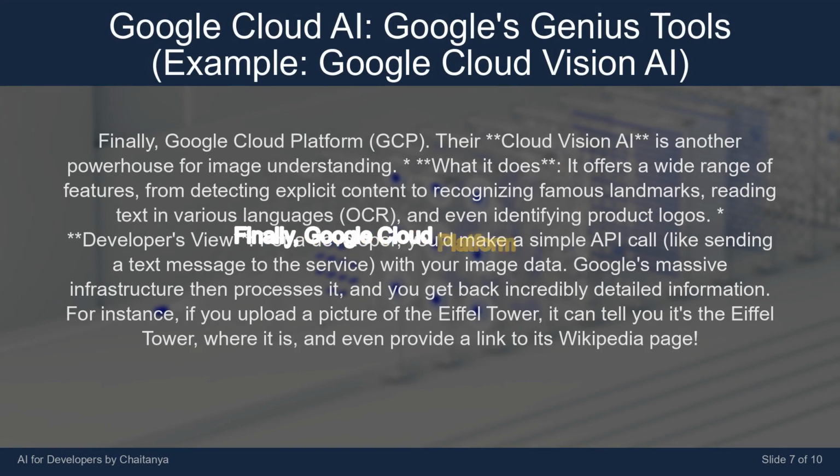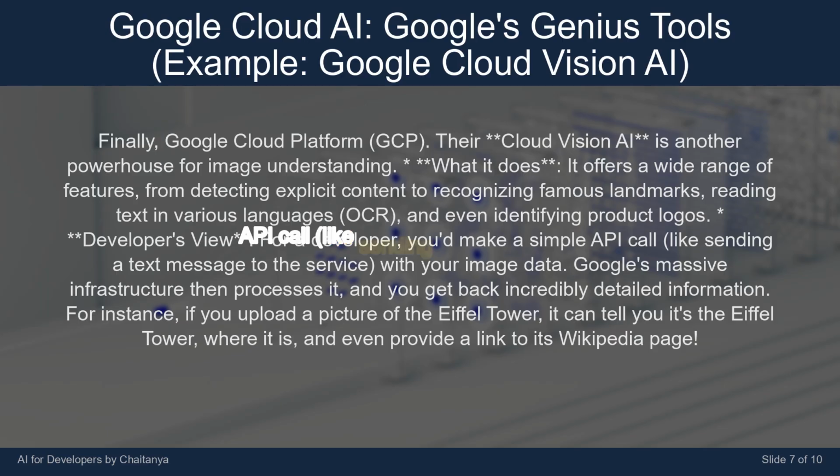Finally, Google Cloud Platform, GCP. Their Cloud Vision AI is another powerhouse for image understanding. What it does: it offers a wide range of features, from detecting explicit content to recognizing famous landmarks, reading text in various languages, OCR, and even identifying product logos.